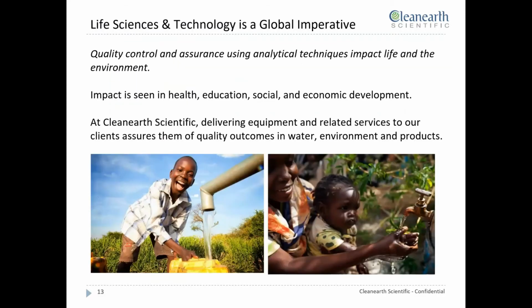So when you come to our workspace, we have a balanced staff. We have strong representation of females who spearhead various wings of our operation. So quality control and assurance using analytical techniques impact life and the environment. That's our strong belief. And we see this in health, education, social, and the general economic development of Ghana and even West Africa.